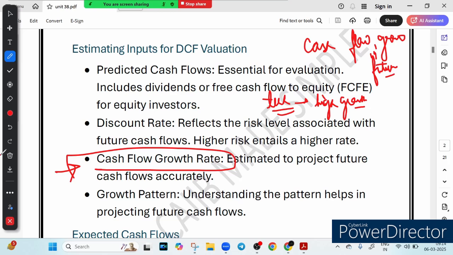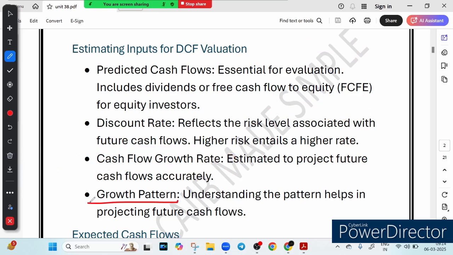And then finally, we look at the growth pattern. What does it mean? This is the big picture. Growth is not always smooth. It can be fast at first and slow later, or vice versa. So understanding how an asset's cash flow grows over time helps us predict its future earnings more accurately.